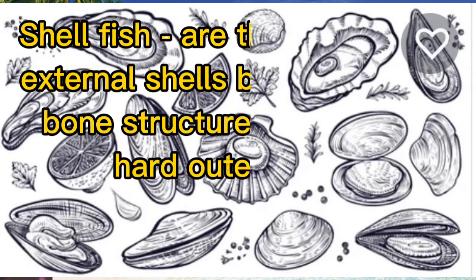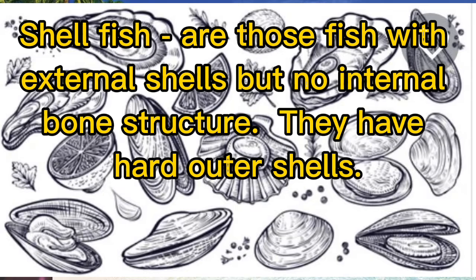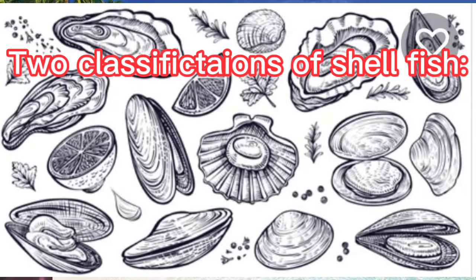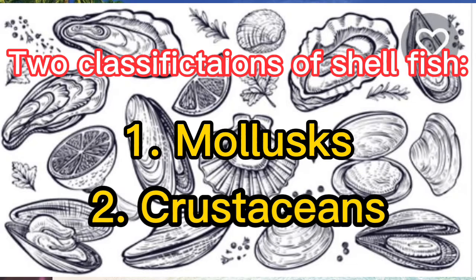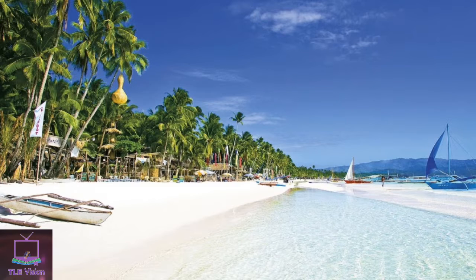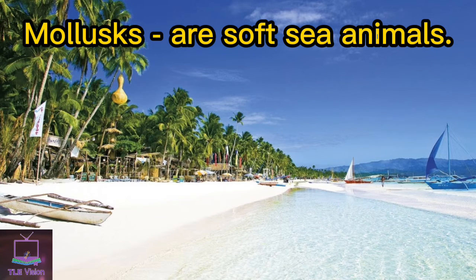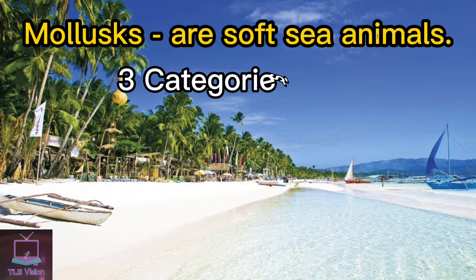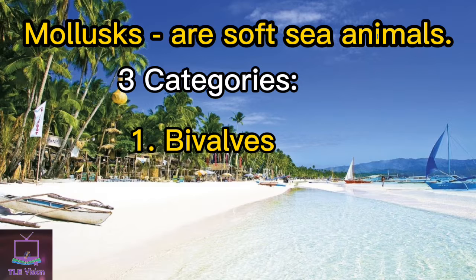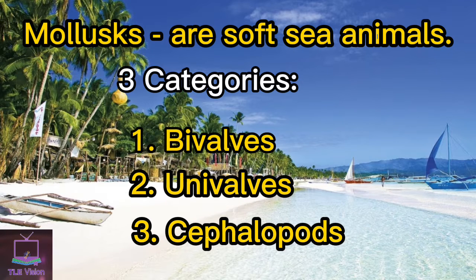Shellfish are those fish with external shells but no internal bone structure. They have hard outer shells. There are two classifications of shellfish. We have the mollusks and the crustaceans. Mollusks are soft sea animals. Mollusks are further divided into three categories. We have the bivalves, univalves, and cephalopods.